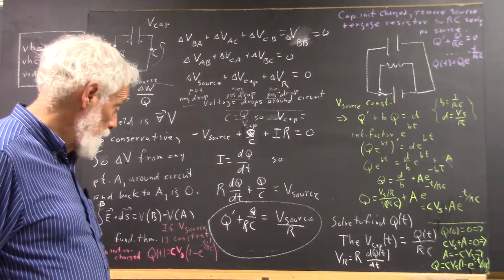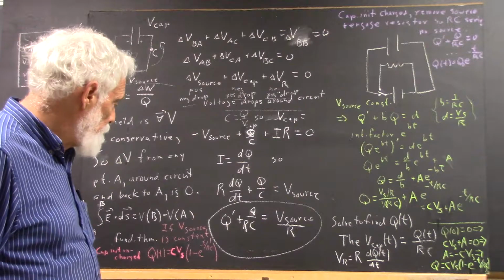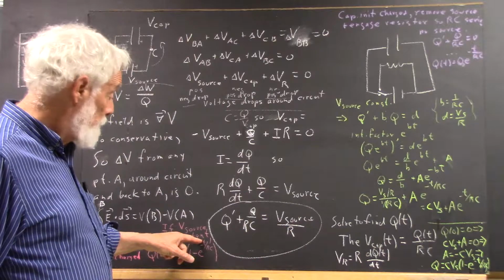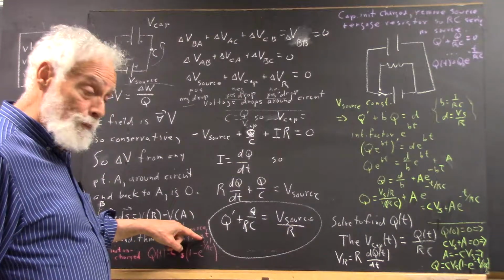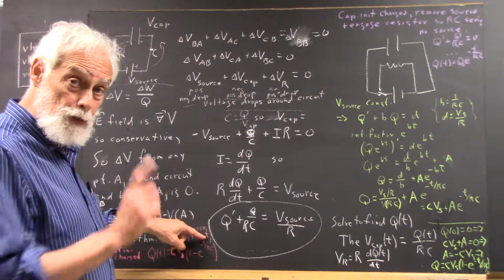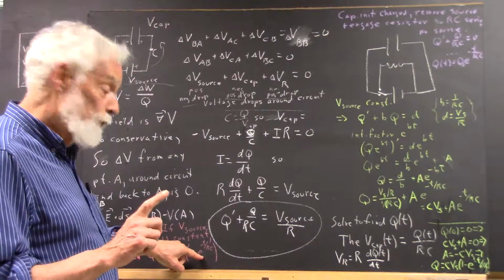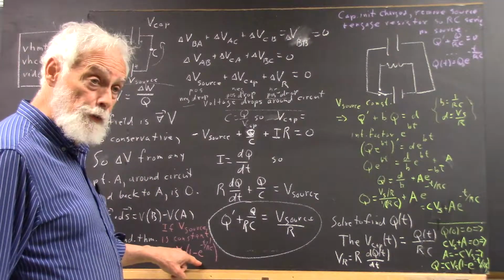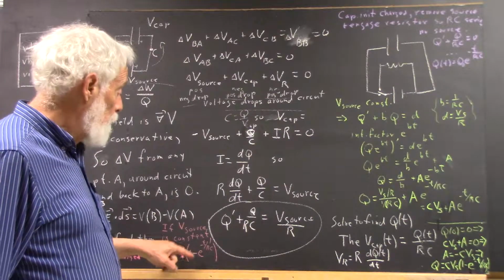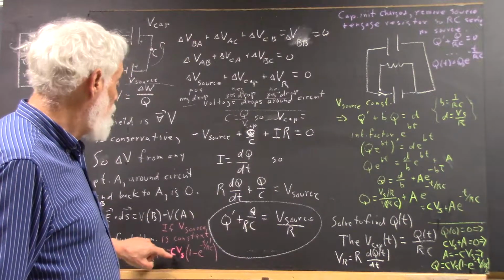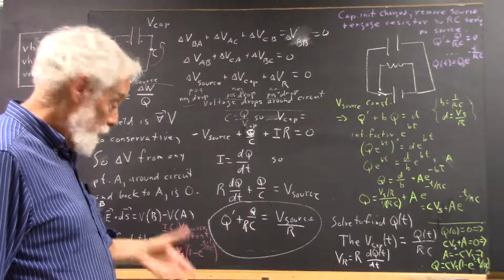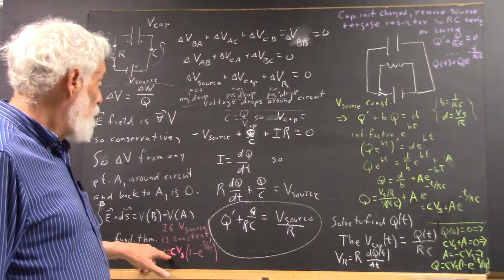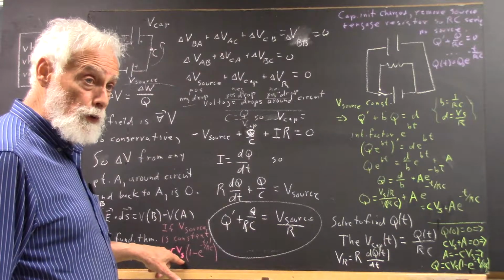We'll see why in a minute if you don't already see it. Also, when t is 0, what do you get? You get e to the 0, which is 1, and here you get 1 minus 1, which is 0. Your charge when t equals 0 is 0, and your charge exponentially and asymptotically approaches C times source voltage.